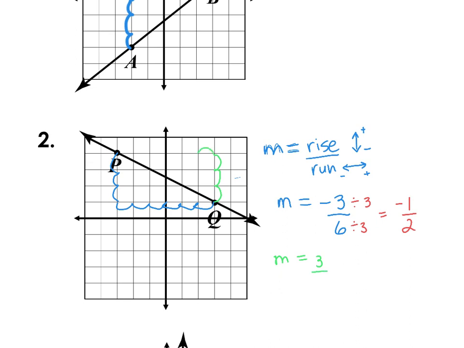To the left, 1, 2, 3, 4, 5, 6. And since I went left, it's negative. So you end up with the same thing. You still have negative 1/2 because it doesn't matter where the negative is.